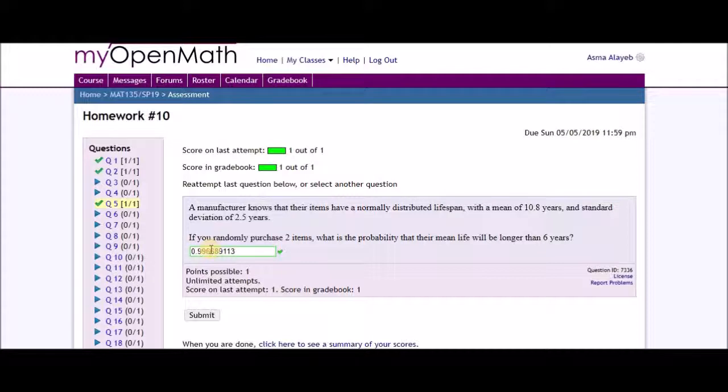I hope this video helped you understand how to answer this type of question and how to distinguish between the distribution of the sample mean and computing the probability from the normal distribution that we did in week 9.